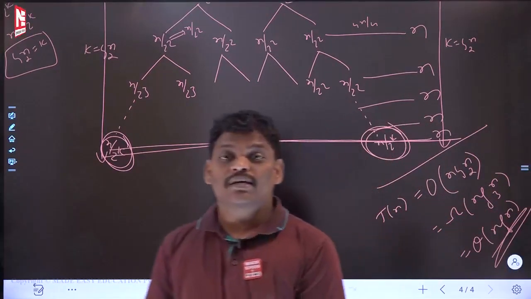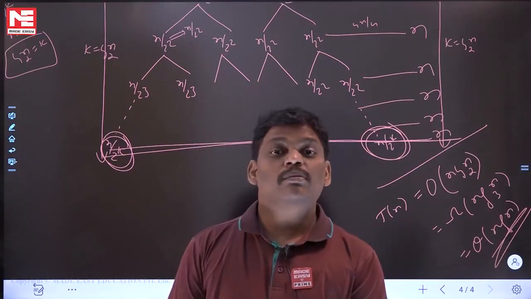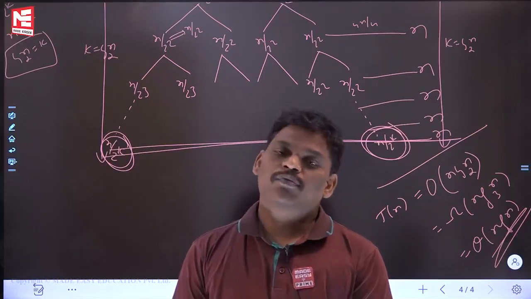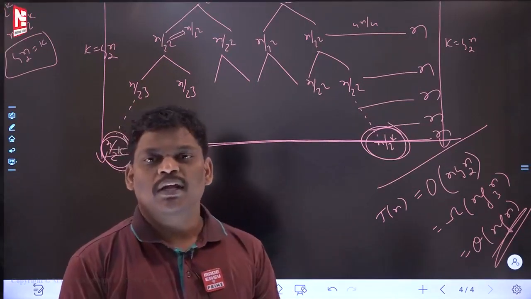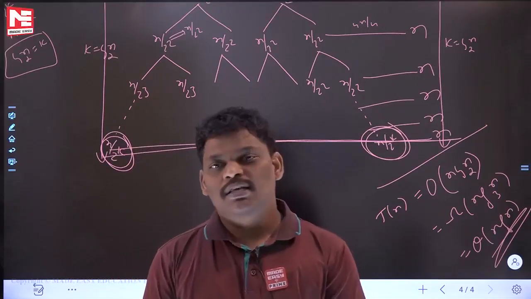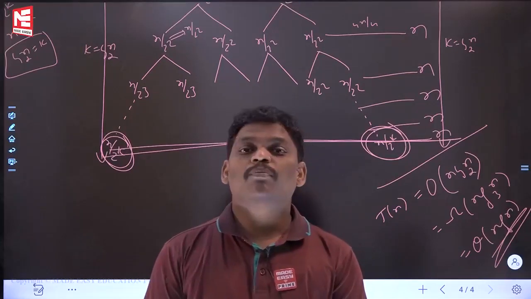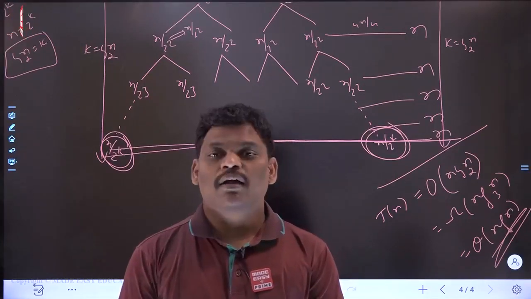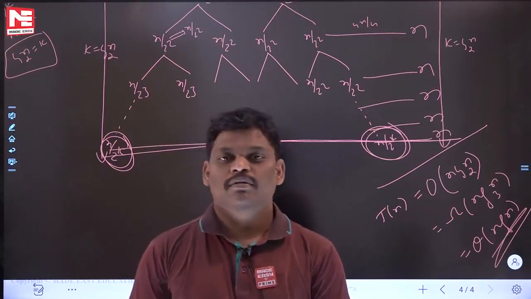Previously the left height and right height were not equal. Left and right were asymptotically equal, but mathematically not equal. But here, left and right are mathematically equal and also asymptotically equal. So finally the previous answer and this answer are the same. Previously it was n log n, here also n log n. Previously it was asymptotically n log n, right? But here it is mathematically n log n, because both have the same height.